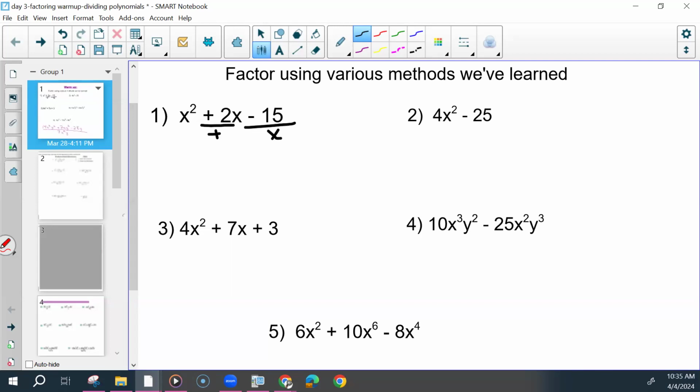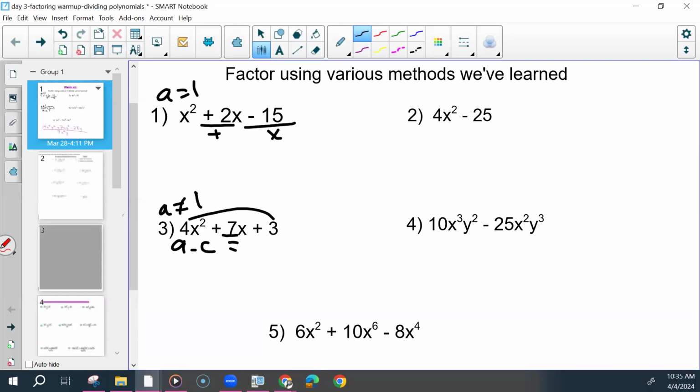Or A does not equal 1, where obviously the number in front of x squared is not one, where you would multiply a times c, figure out what that is, and look for two numbers that add to be -7. And so those are your trinomials.